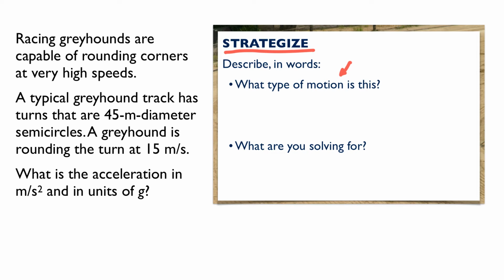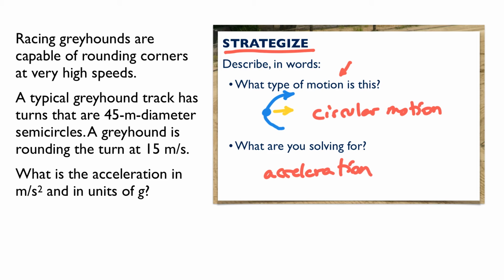Okay, and we're going to assume that the greyhound is basically going through an arc of a circle. It's going through half of a circle. So we're going to treat this as an example of circular motion. In the middle of taking the turn, it's going in a circle, and it's got a certain acceleration directed towards the center of the circle. We are going to solve for the magnitude of the acceleration as the greyhound is taking that turn.